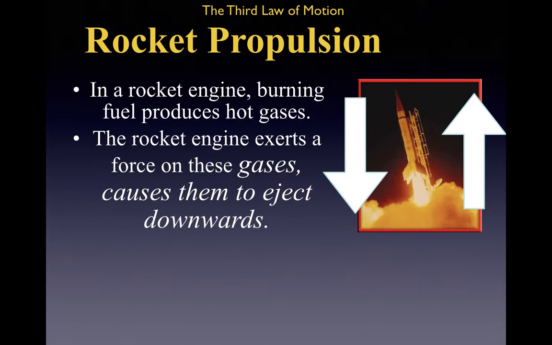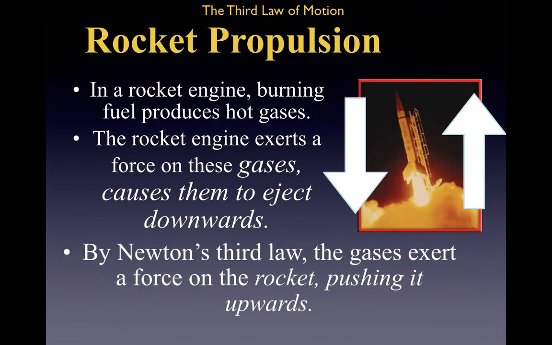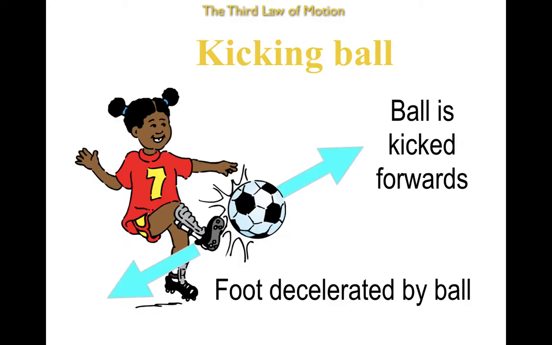So for example, in rocket propulsion, you need to show these arrows and show the action and reaction in your notes. In a rocket engine, burning fuel produces hot gases. The rocket engine exerts a force on these gases, causing them to eject downward. As a reaction, Newton's third law, the gases exert a force on the rocket, pushing it upwards. So we have an action of the gases pushing down, and the reaction is the pushing upwards of the rocket.